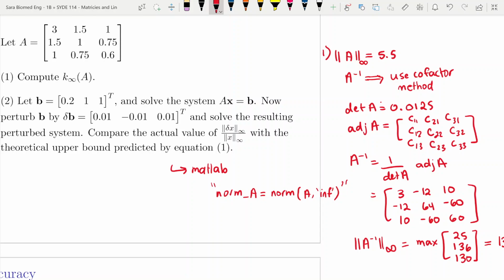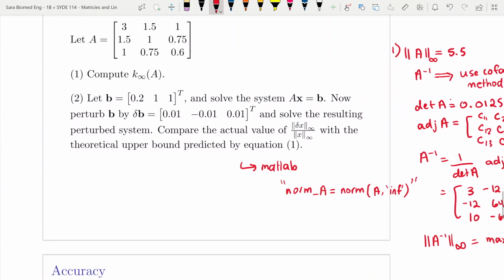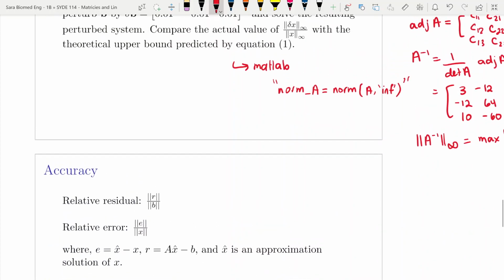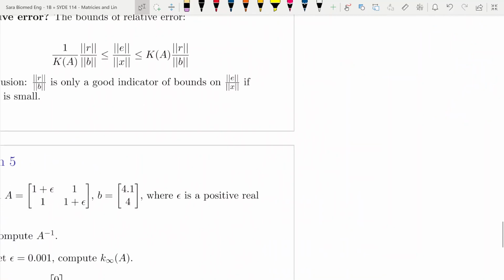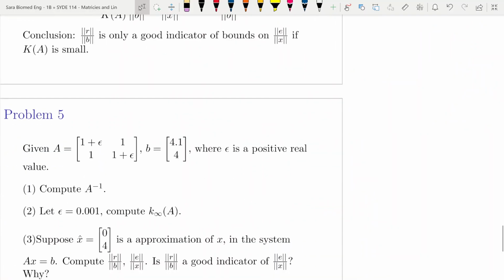And we have a vector B, and we solve the system. You can solve the system because we already have A inverse, right? So we can multiply A inverse and there's this part.